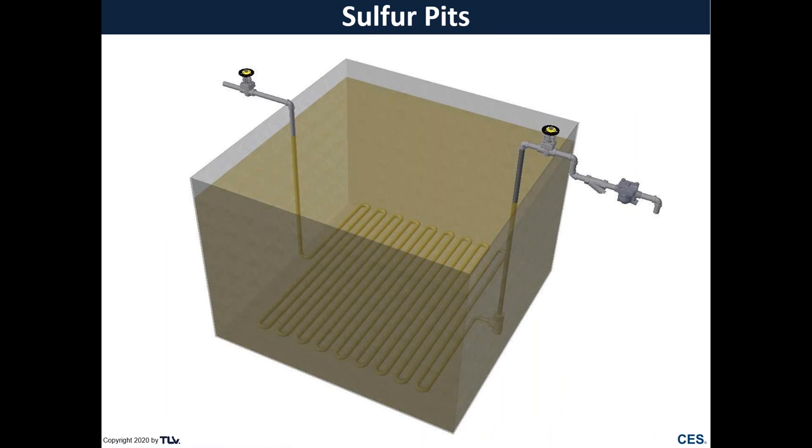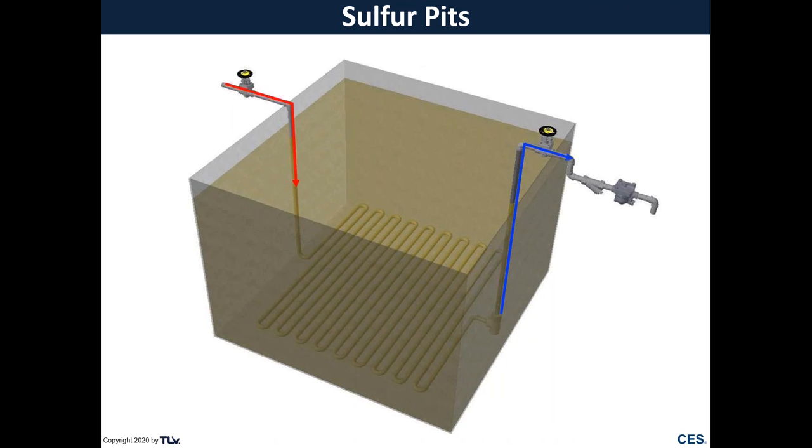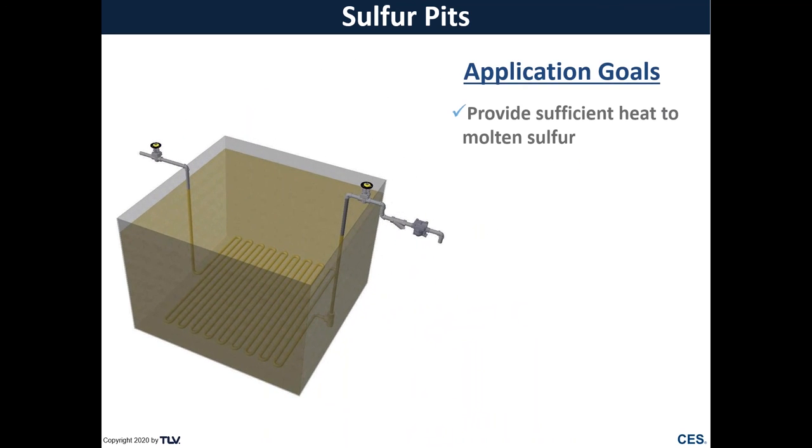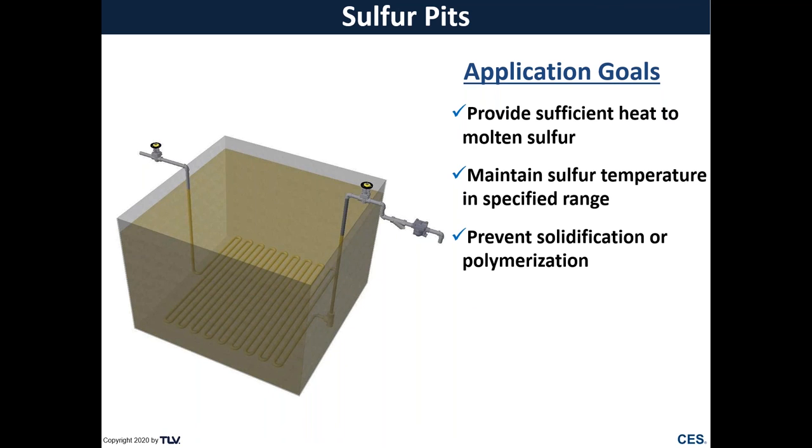So now getting into sulfur pits. The sulfur pit's main function is a temporary storage facility for molten sulfur until it can be transported out of the refinery. And just like other SRU applications we've looked at, it uses steam to keep the molten sulfur hot. The goals here are identical to the jacketed piping and the sulfur seals.